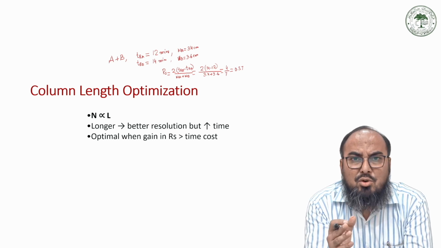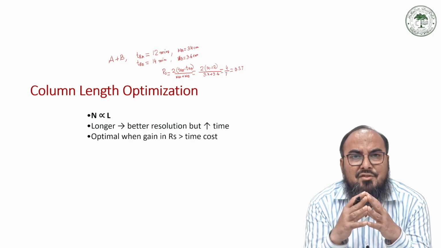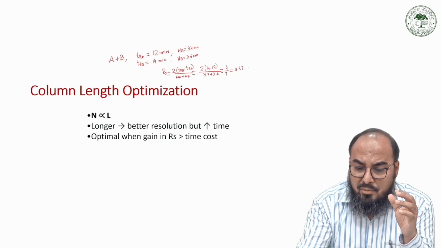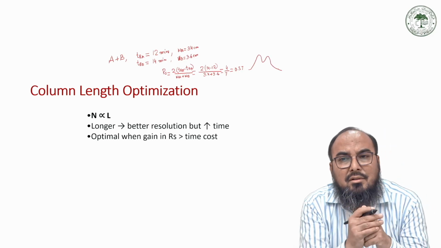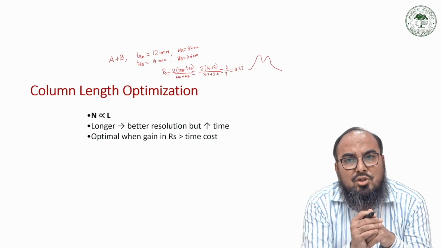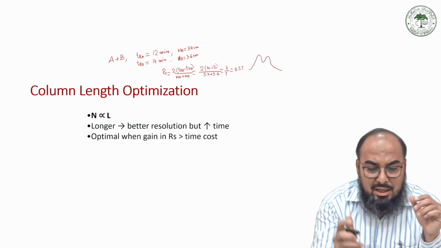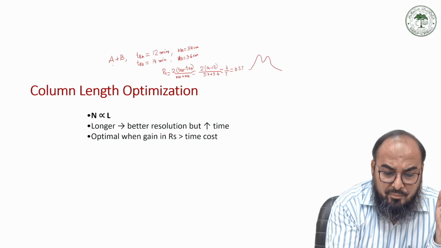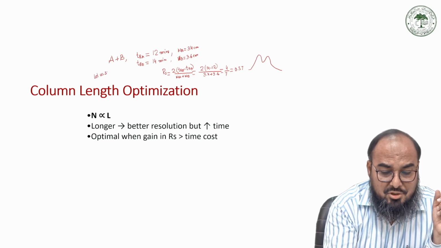This is very poor resolution. In fact, a resolution of 0.57 implies that your peaks are not resolved. So now there is a need to optimize your column. Let us suppose the data given to you for this: L is 30 centimeter.